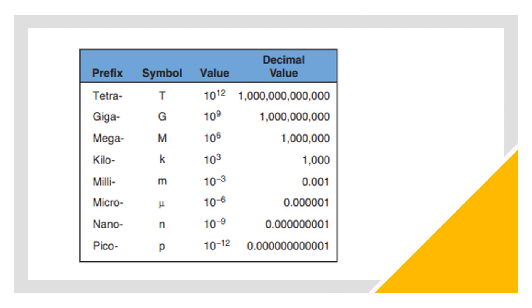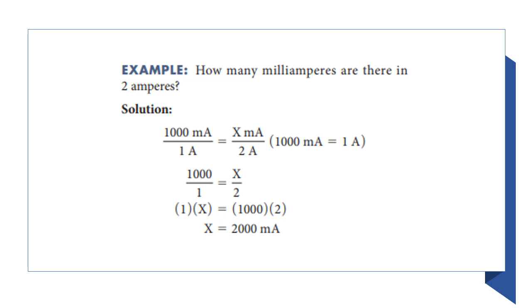A microampere is equal to 1 over 1 million of an ampere, or 0.000001 A. It takes 1 million microamperes to equal 1 ampere. Example: how many milliamperes are there in 2 amperes? For this example, we know that 1 ampere is equal to 1000 milliamperes.